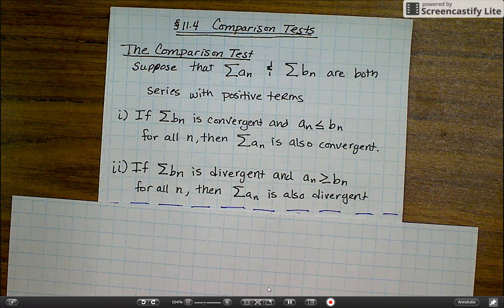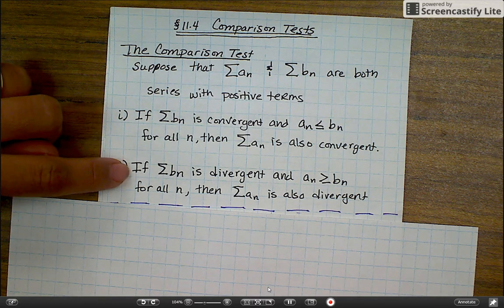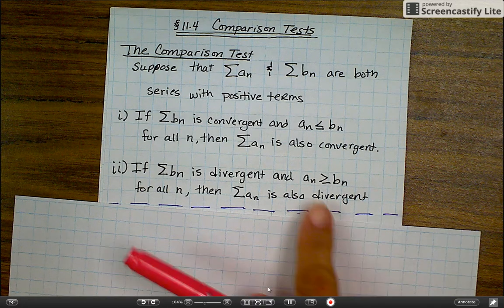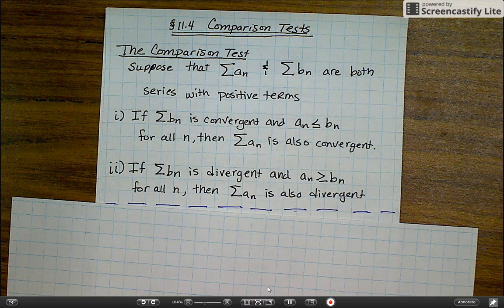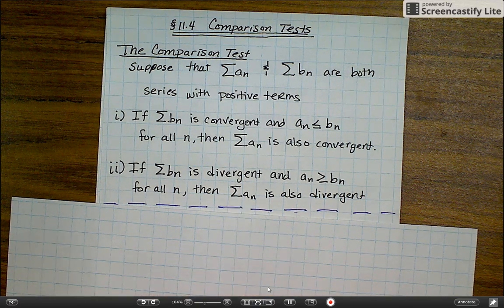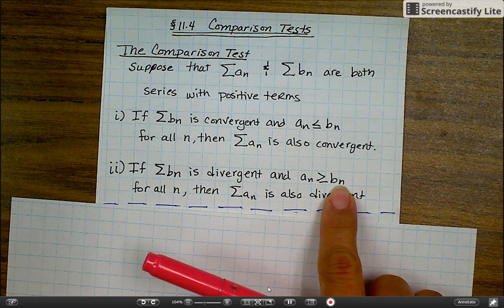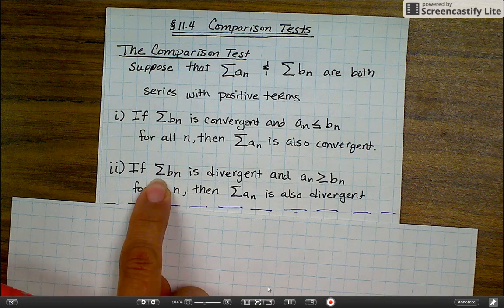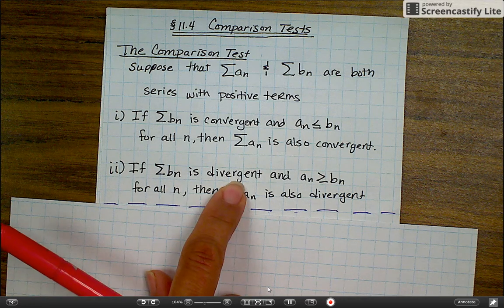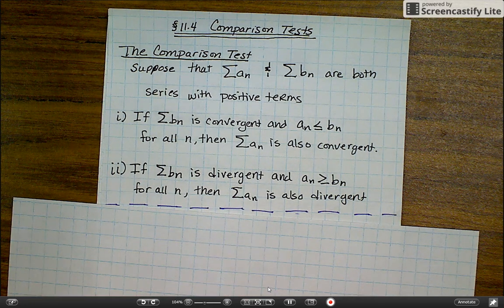If you have a series Bn and you know that it is divergent and you know that all the values of An are greater than Bn, then you know that the sum of the sequence An is also divergent. Because if this one diverges, and this one is greater than that, then this one also has to diverge.